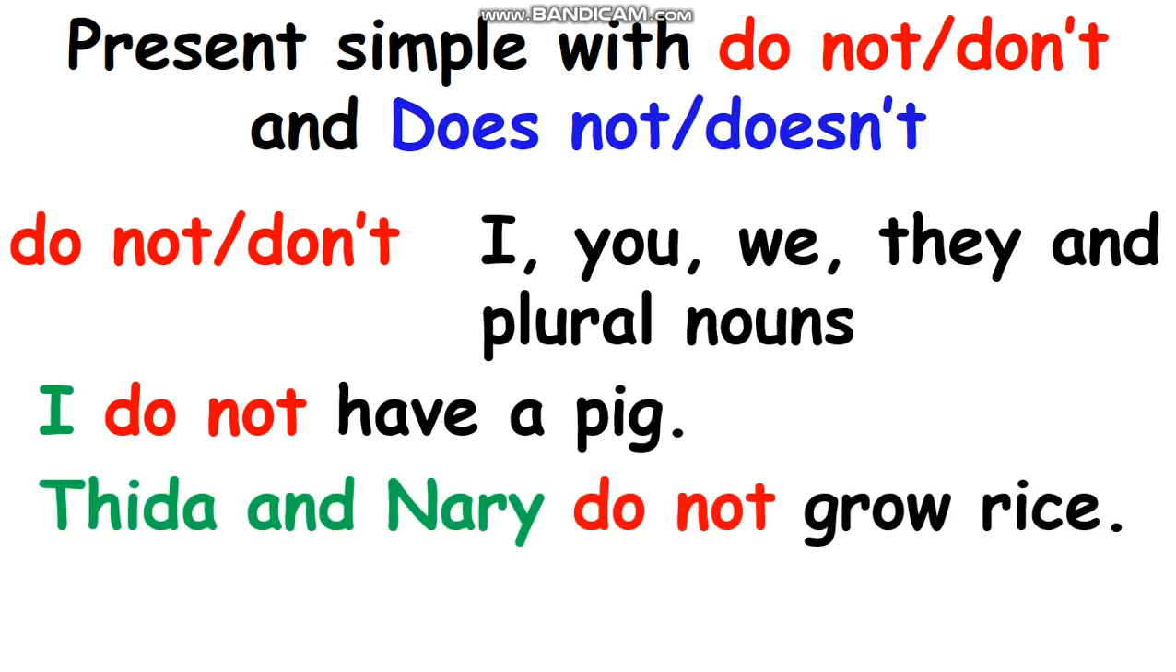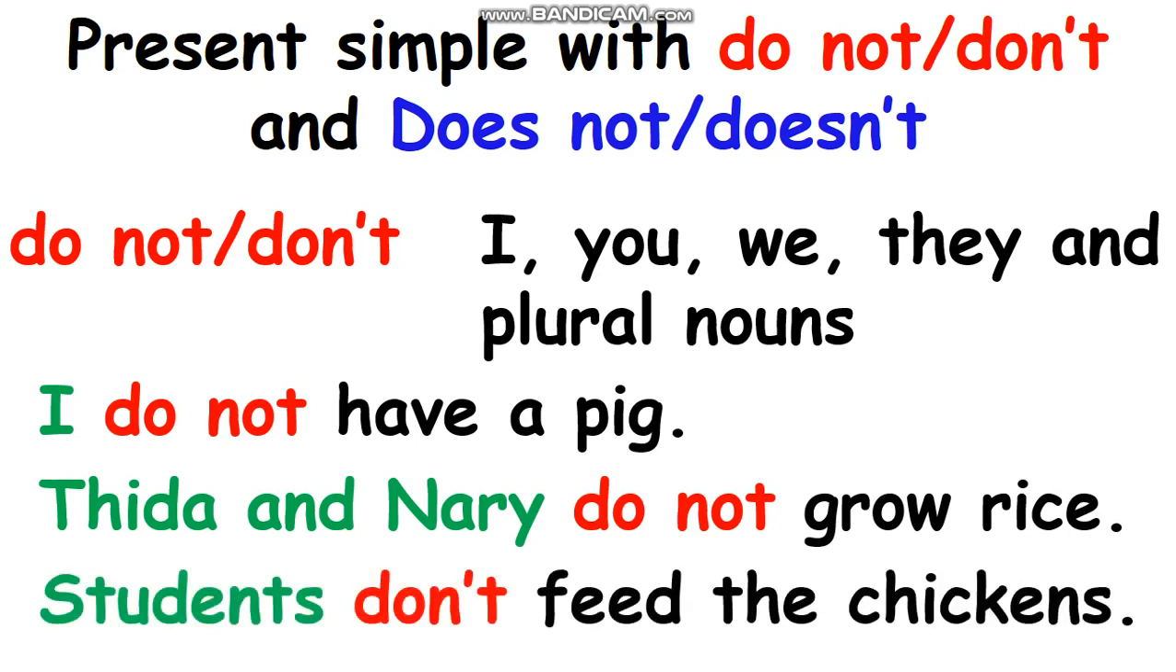Another example, Tida and Nari do not grow rice. So why do we use do here? Because Tida and Nari is a plural noun, right? So we use do not, right? Another example, students don't feed the chickens. So why do we use don't here? Because of students. How many students? A lot of students, right? Because of student with S, right?